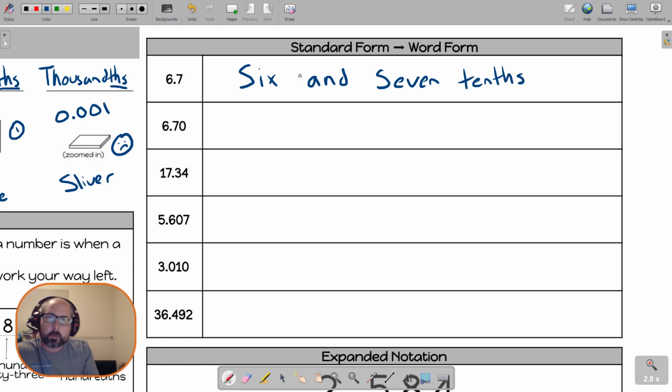Tenths. So I kind of look at this as 2 separate phrases or words, depending on what you have. I look at the whole numbers on the left and the decimals on the right, and I connect them with the word "and" when there's a decimal point.